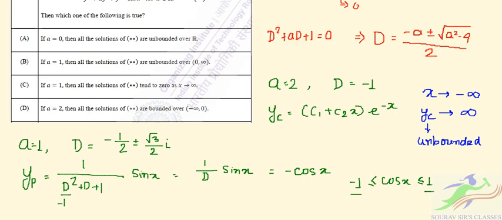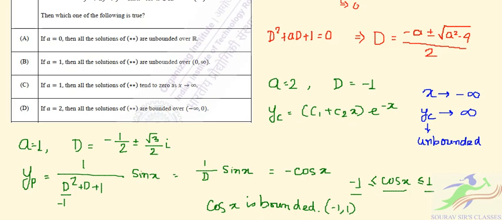And similarly for option B, if a equal to 1, then the solutions are unbounded over 0 to infinity. We know that cos x is bounded, it is not unbounded, right? Cos x is bounded within the interval of minus 1 to 1. So option B is also incorrect.